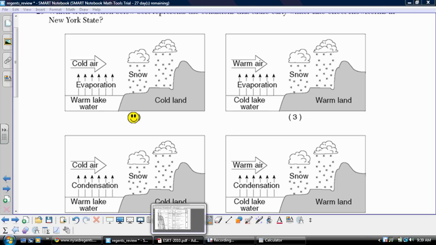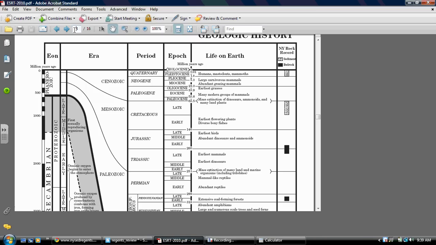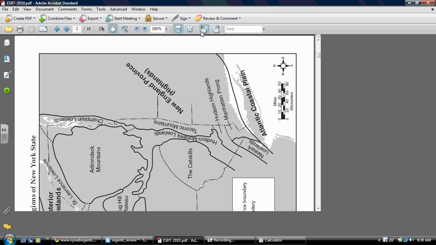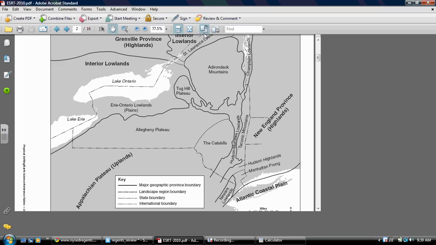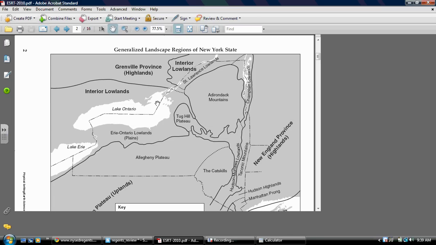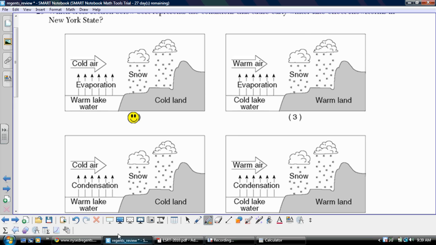Something worthy of going back and pointing out here: a lot of times what the Regents exam will ask associated with lake effect snow is going to be a landscape area in New York State that's kind of famous for it. So if we go to the landscape regions here, the Tug Hill Plateau, right? This is very, very famous for getting lots and lots of lake effect snow during the winter time as that air mass comes in right here off the lake with the process we were just talking about. So keep that in mind. All right.